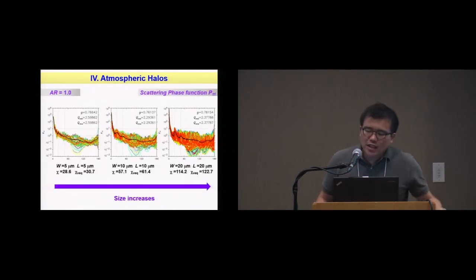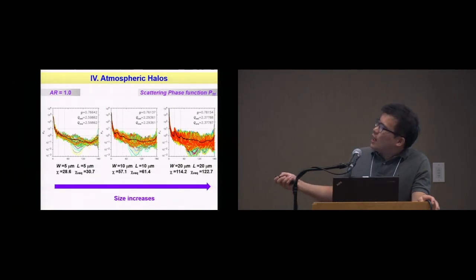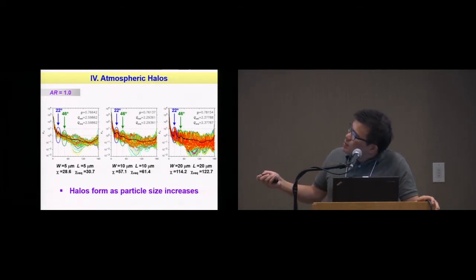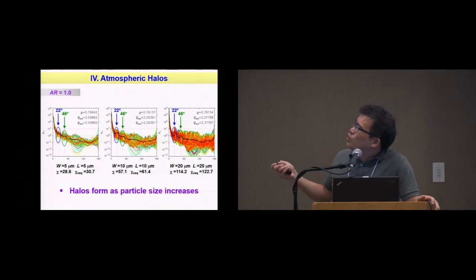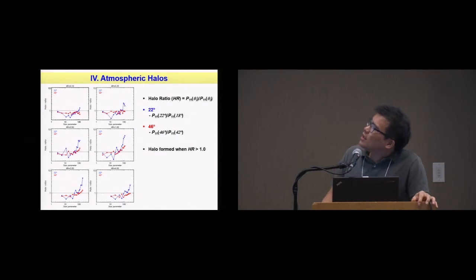Okay, so this is the scattering phase function of a column, with an aspect ratio of 1.0. From left to right, the ice crystal size increases. The black line is the mean scattering property, and each color represents each orientation. Small ice crystals don't produce these halos, and as the ice crystals get larger, they produce these 22 and 46 degree halos.